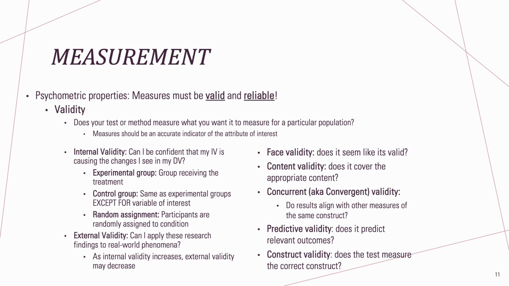Another thing I referred to when we were on that measure slide, in terms of selecting an appropriate measure for your research study, I made a comment that you want your measures to have strong psychometric properties. So we want our measures to be valid and reliable. So when we're talking about validity, we're asking, does this test or method that we're using measure what we want it to measure for a particular population?